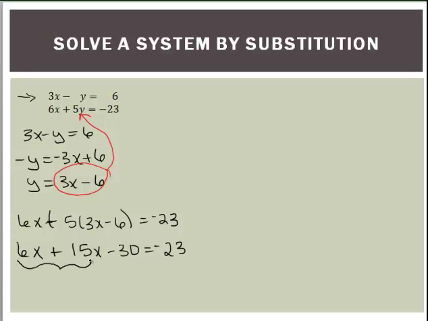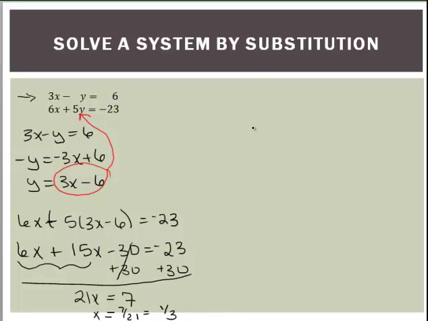I'm going to combine my like terms and add 30 at the same time. So we end up with 6 plus 15 would be 21x is equal to negative 23 plus 30, which is going to be 7. Divide both sides by 21 and we get x is equal to 7 over 21, or 1/3. So right now we know that x is equal to 1/3.